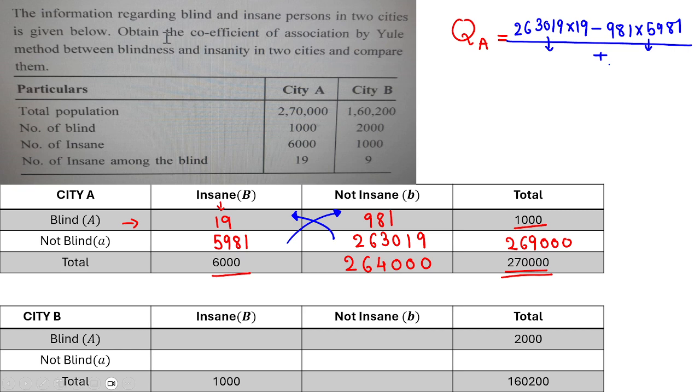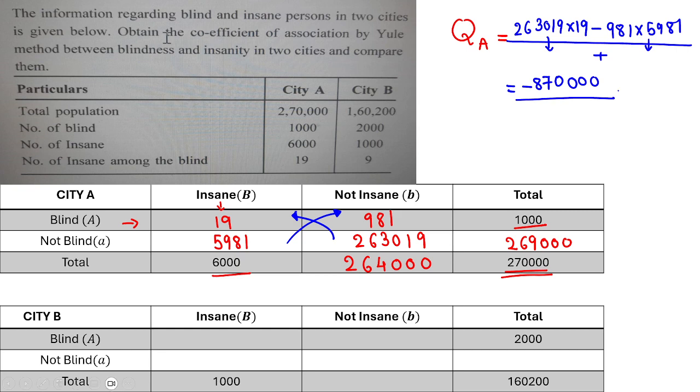The first value is 263019. I multiply it with 19. Whatever is the answer, I'll do M plus, and then 981 into 5981. Whatever is the answer, I'll do M minus. If I do MRC, I get the value which is minus 870,000 divided by, same thing I have to do, but this time I have to add.